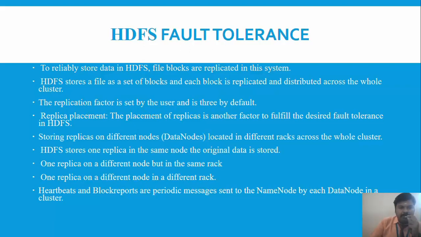The placement of replicas is another factor to fulfill the desired fault tolerance in HDFS. Replicas are stored on different nodes, that is, data nodes located in different racks across the whole cluster. HDFS stores one replica on the same node where the original data is stored.